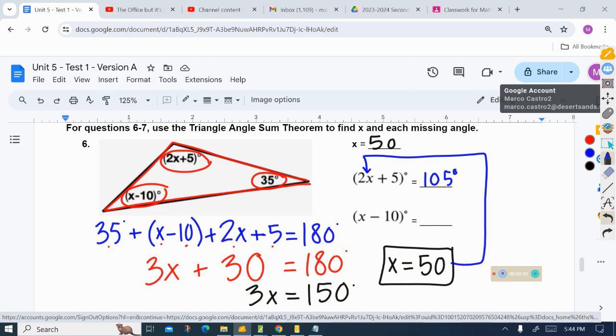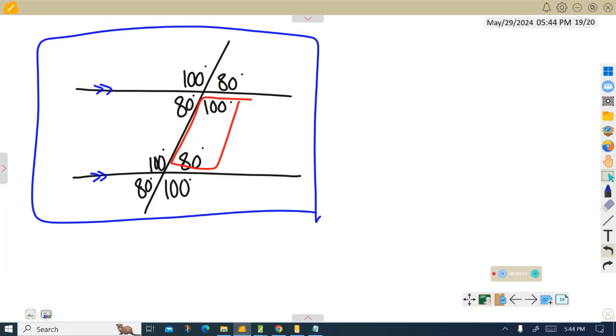Okay? But I also have to plug in this 50. We have to plug that in here too. Okay? So x minus 10, well, 50 minus 10 is 40. So that's what goes here. Okay, so that's really all that happens on this part of the test. We have more examples that we'll look at, but they are essentially the same problem. You just have to understand how to set it up.